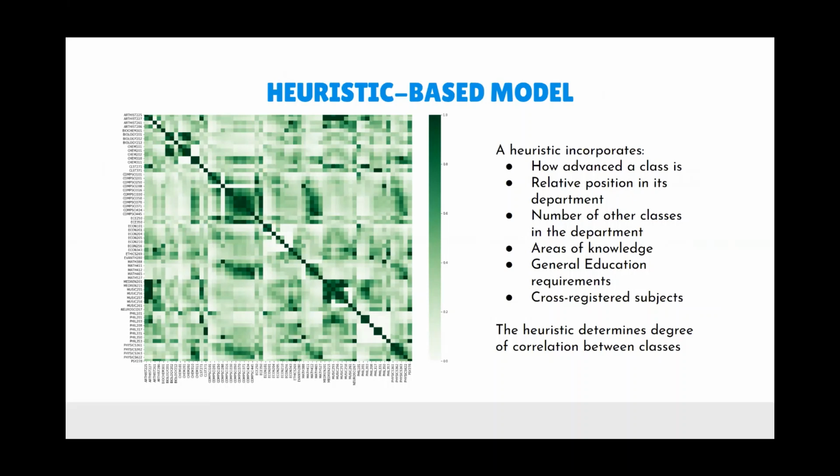This approach uses only the historical catalog data and used the various Trinity codes to generate a heuristic. This accounted for the course numbers denoting how advanced a particular class is, relative position among other courses in the same department, other departments a class is cross-registered in, and overall areas of study the class belongs to. Other general education requirements were also incorporated.